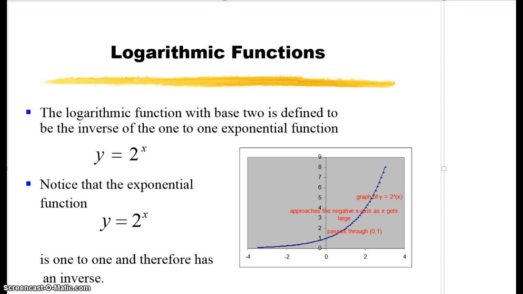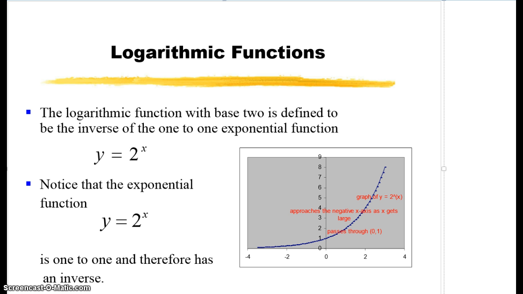So here we have the graph of y equals 2 to the x. Notice it approaches the negative x-axis as x gets large, and it passes through 0, 1. Okay, so as x gets large in the negative way, you should say here, right? Because that's when we're approaching the negative x-axis. Okay, as x gets large, negatively.